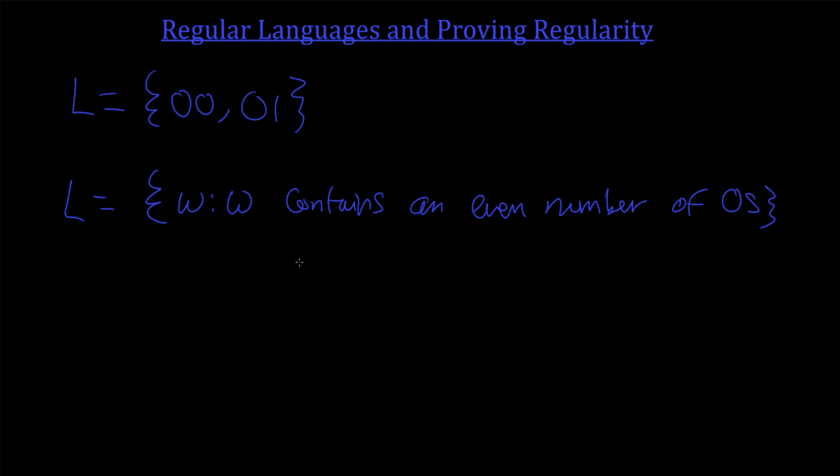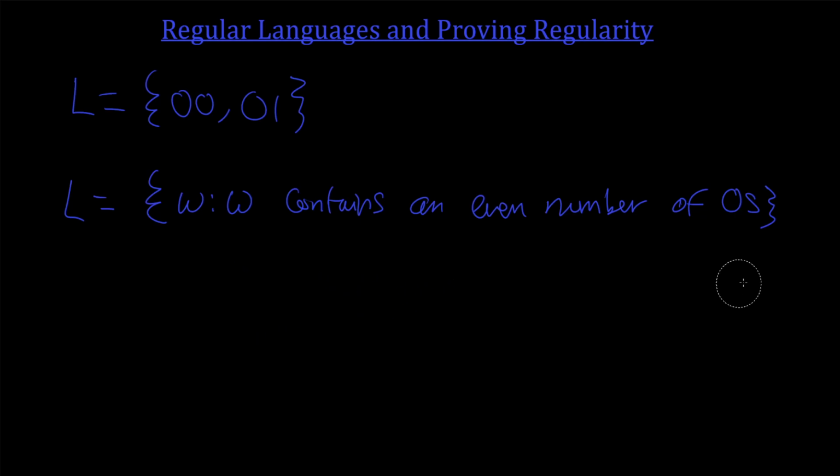So some examples of things that are in this language are 00. There are 2 zeros in this string, so it is contained in the language. The string 00001 is in the language, as it has an even number of zeros. Any string that you can think of that has an even number of zeros will be contained in this language.